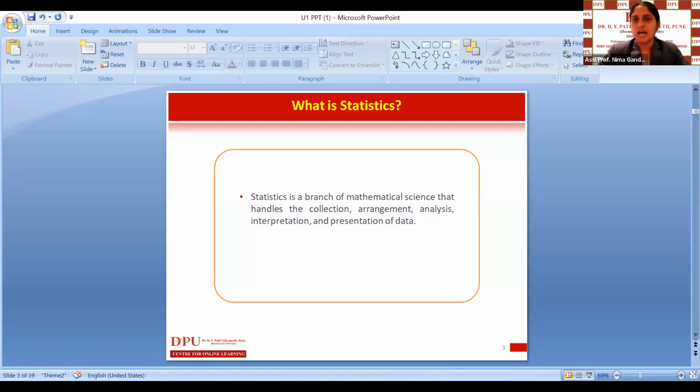In the same class, the name of the unit is, what is the name of the unit?